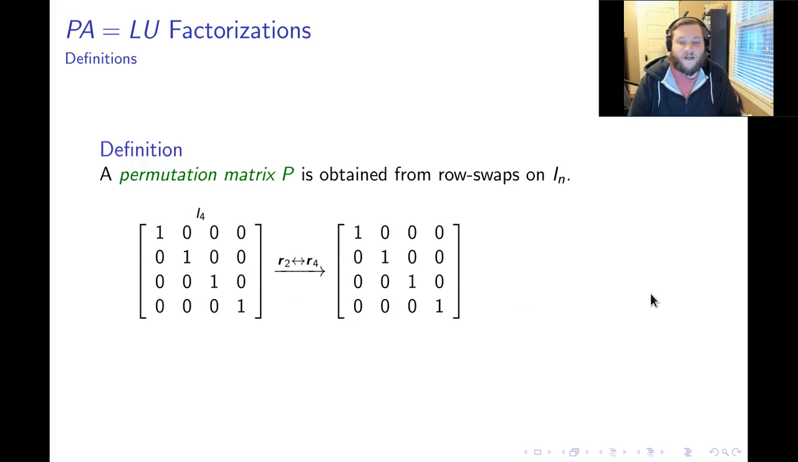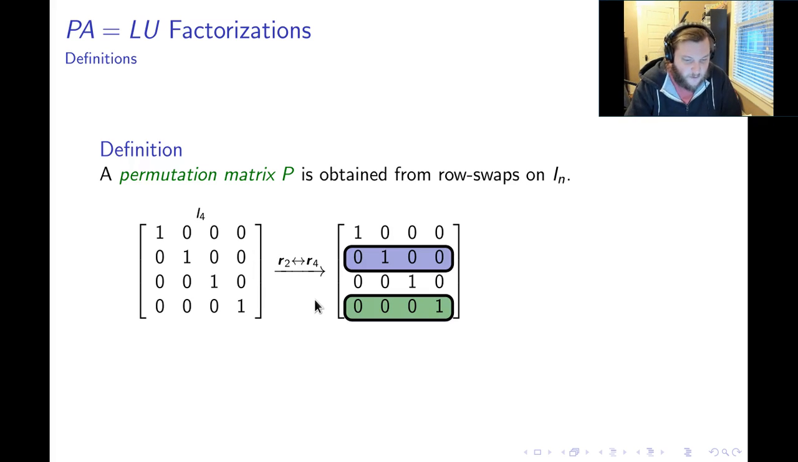So I owe you an explanation of what a permutation matrix is, because this is one of the ingredients in our factorization. A permutation matrix is any matrix you get by doing a bunch of row swaps on the identity matrix. So if you start with an identity matrix and do some row swaps, you get a permutation matrix. Here, let's build an example. I'm starting with a 4x4 identity matrix, and I am going to do some row swaps. The first row swap is that row 2 switches with row 4.